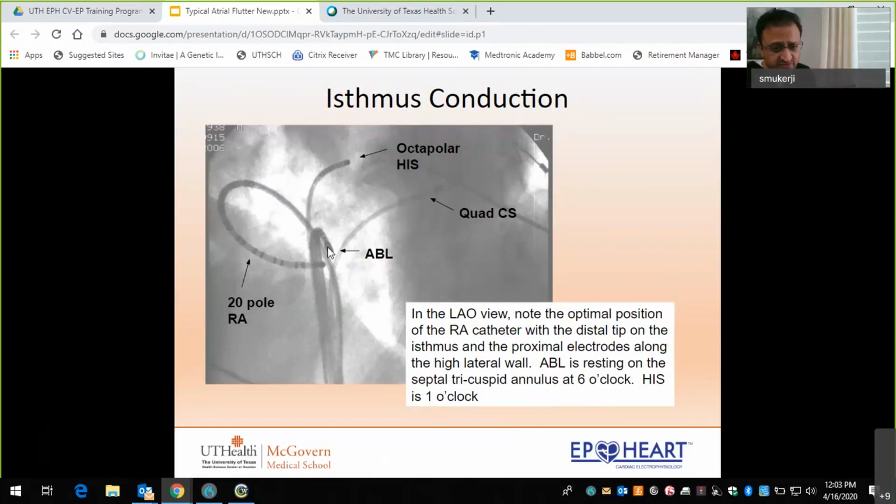Anything else? Of course, if it's a CTI, I have an ICE catheter, and I call it a one pass. If I don't get a block in one pass, if I'm only doing a CTI, then I pull out the ICE catheter and take a better look at the anatomy. Sometimes there's a thick eustachian ridge, or the anatomy is just rotated, in which case I'll move this ablator closer to the 7 or 8 o'clock position.